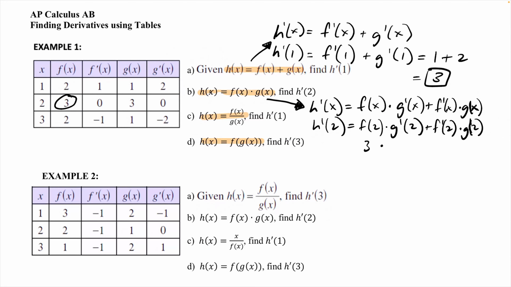What's g prime of 2? 0. So 3 times 0 plus, what do we got? F prime of 2 now. F prime of 2 is 0 again. Doesn't really matter what g of 2 is, but it's 1, or sorry, 3. So 3 times 0 is 0. 0 times 3 is 0. That was it.